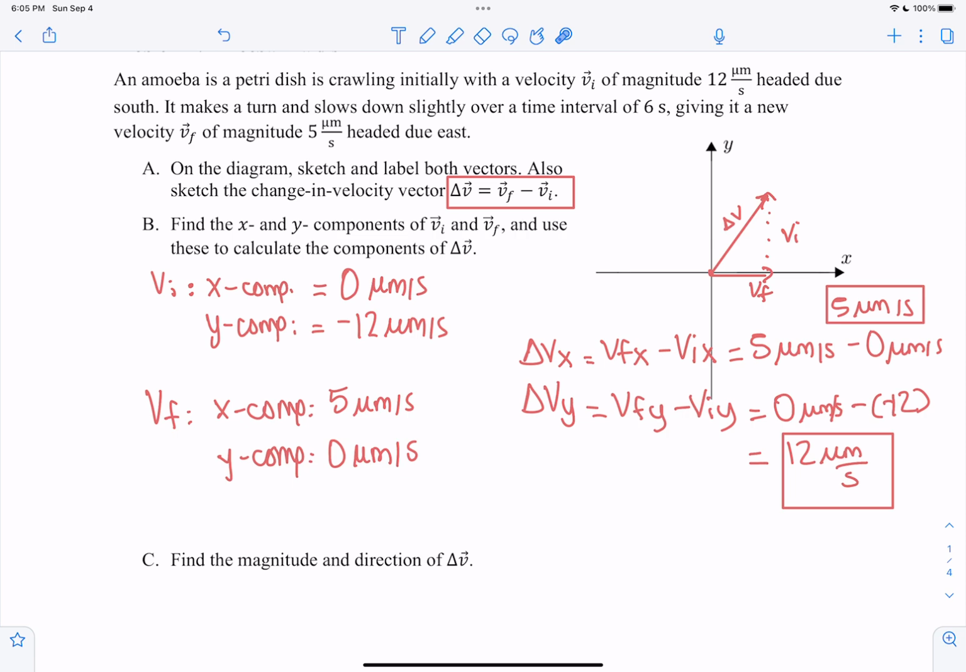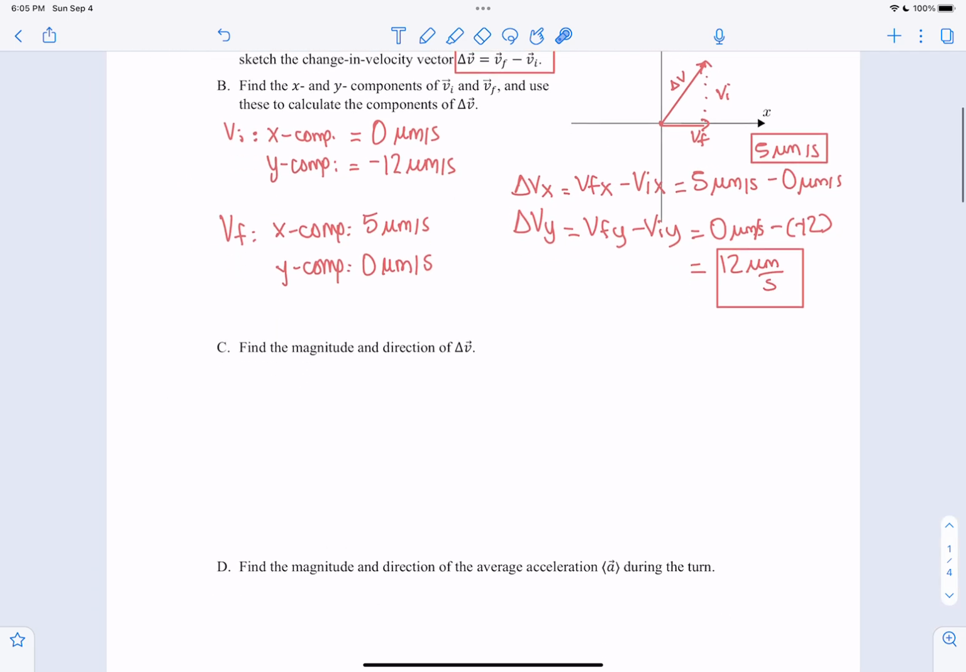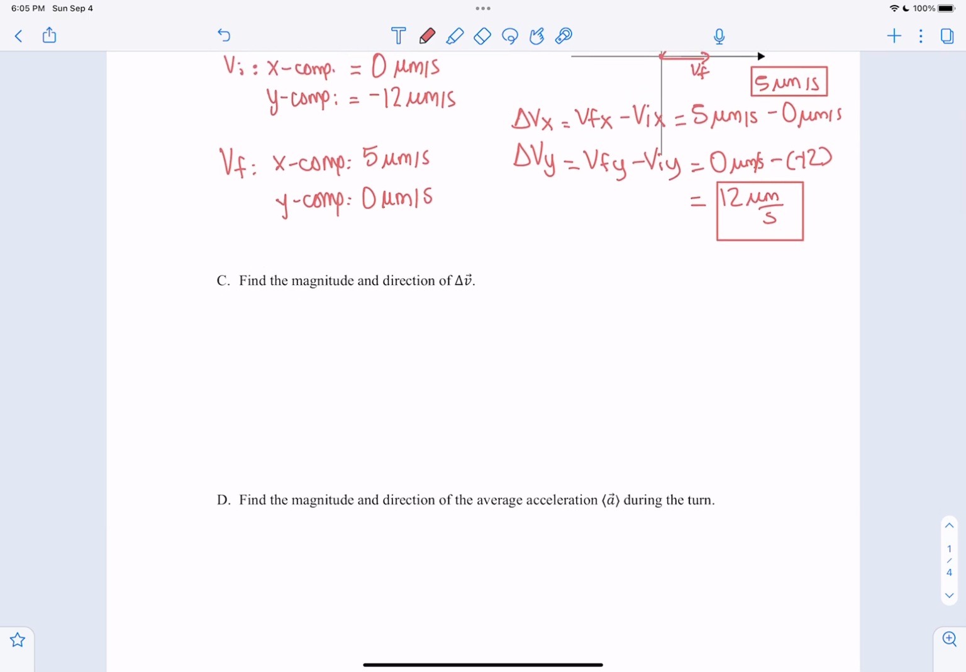Make sense? Make sense, Lydia? All good? Okay, cool. Now we can move on to part C.